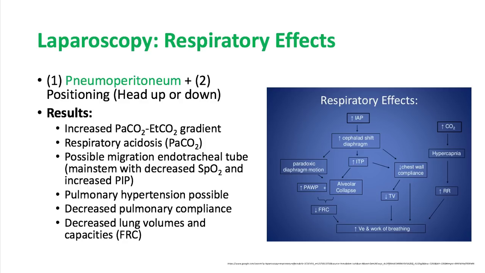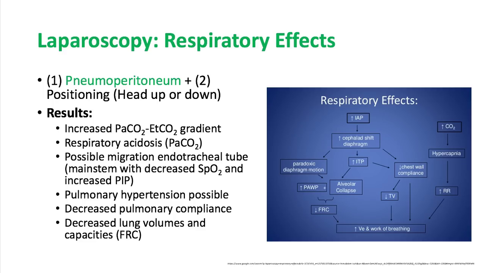In the graphic on the far right, if we follow through, the increased intra-abdominal pressure that occurs initially with insufflation causes a shift in the diaphragm, it pushes it up cephalad, which raises intrathoracic pressure, which decreases chest wall compliance, which collapses alveoli, which raises pulmonary artery wedge pressure when you have collapsed lung and the vessels in the lung are constricted, and it can raise pulmonary artery pressure. FRC goes down, and all of those things together contribute to increased work of breathing.